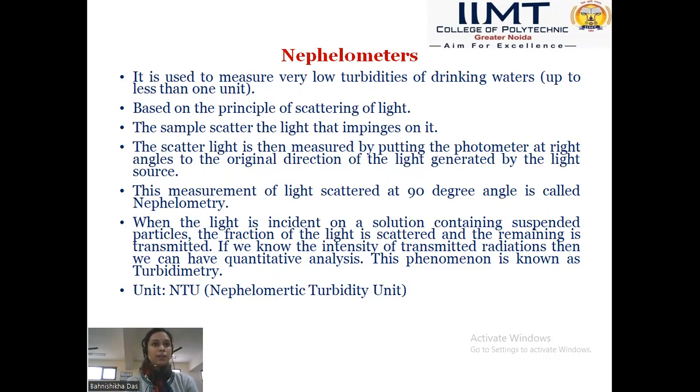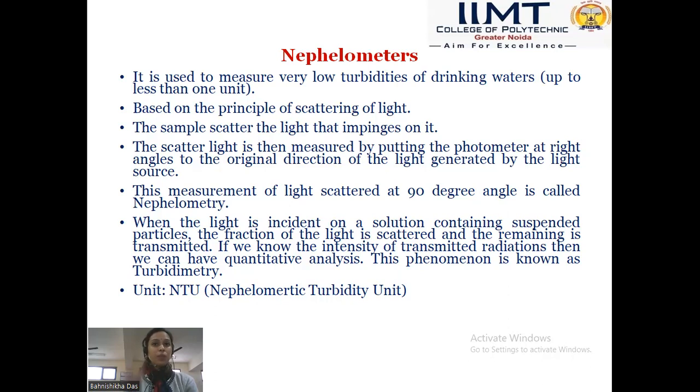The scattered light is then measured by putting a photometer at right angles to the original direction of the light source. This measurement of light scattered at 90° is called nephelometry, and hence the instrument is called a nephelometer.